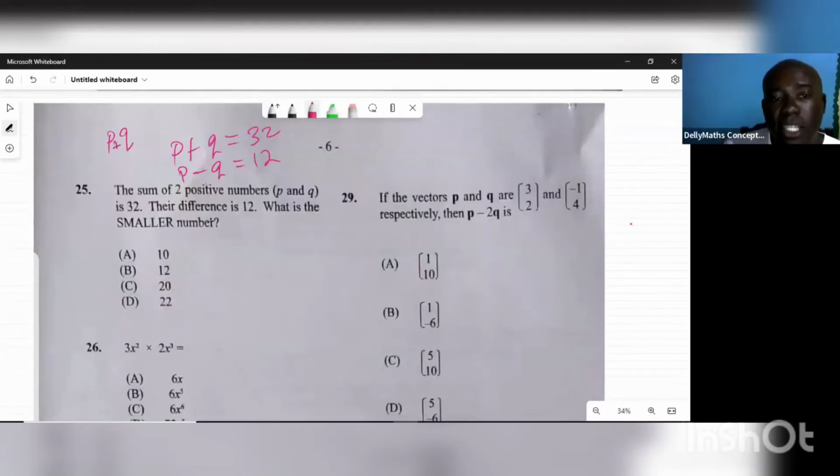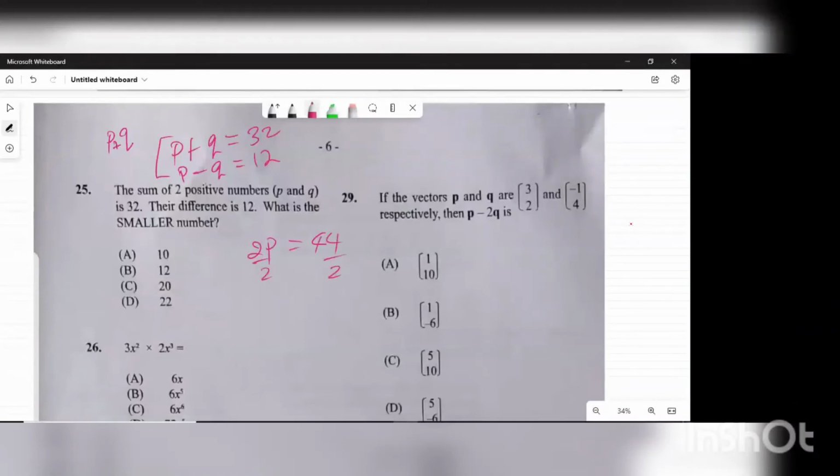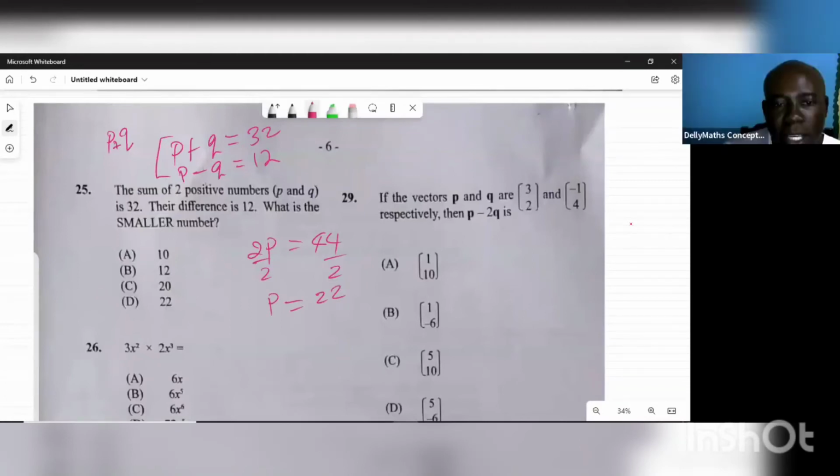You can do simultaneous with it if you want. Because if you add these right now, you'll get 2p equal to 44. That means you divide by 2. P is equal to 22. So if P is equal to 22, then Q must be 10, because they add together to give what? 32. Yeah, and then if you subtract them, you see the 12.